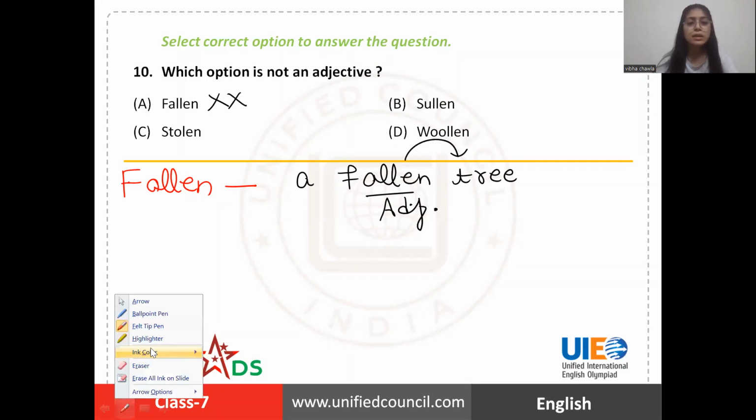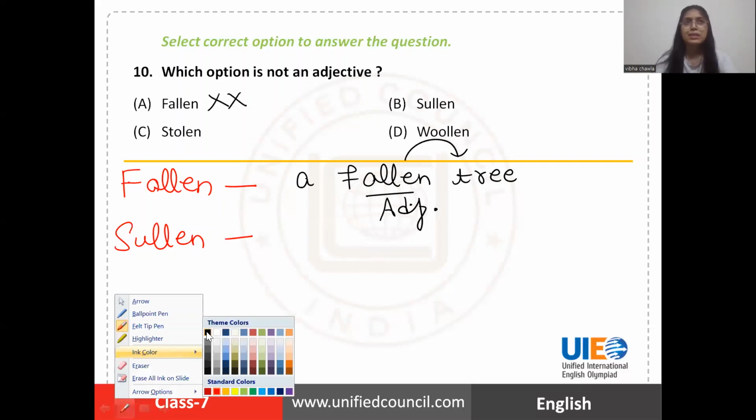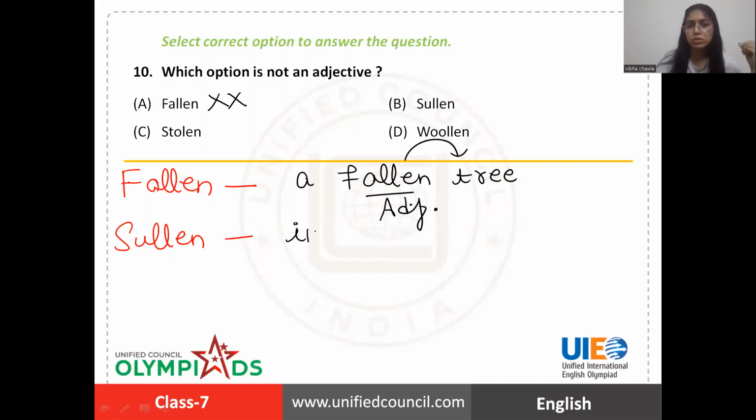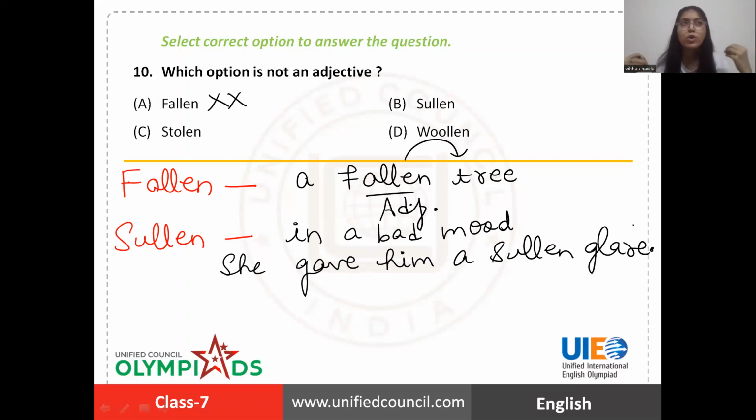Let's talk about sullen now. Next one is sullen. Now what is sullen? Sullen is in a bad mood. For example, she gave him a sullen glare. Sometimes when somebody is in a very bad mood or does not feel like talking to somebody. Okay. So that is sullen. She gave him a sullen glare.